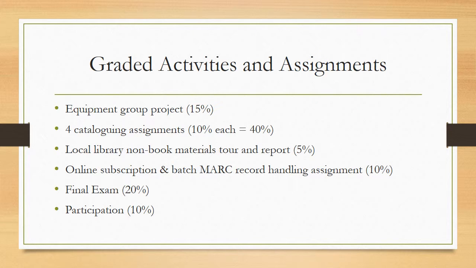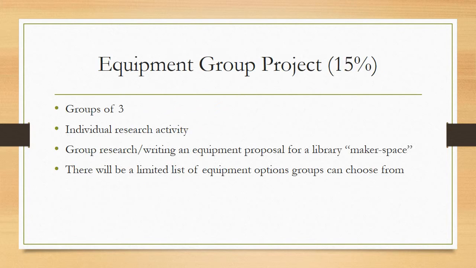Graded activities and assignments: we'll start with an equipment group project at the beginning of the class, and then as we go through the course there'll be 6 individual assignments, finishing off with a final exam and of course a participation mark. The equipment group project will be done hopefully in groups of 3, although it just depends on the size of the class. There might be a few groups of 2, but groups of 3 are preferred.